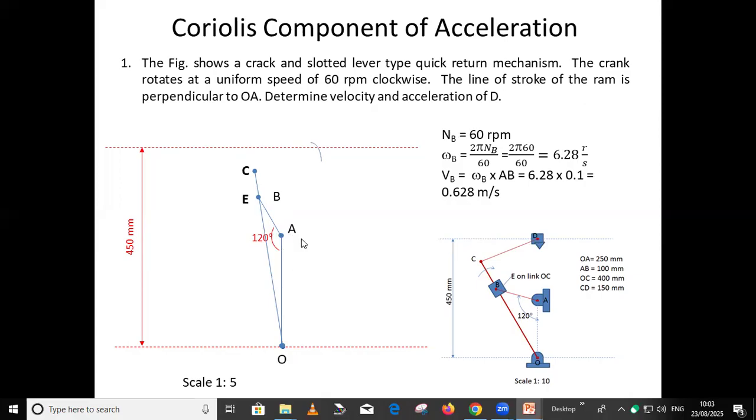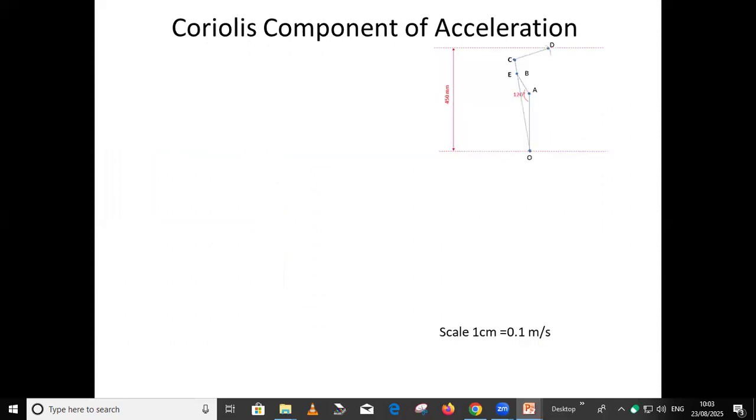Then we will mark that crank AB, 100 mm means 2 centimeter, at an angle of 120 degree, and then we will cut that OC distance. So we have OC part 400 mm, that means 8 centimeter, and we have this CD part 150 mm, that is 3 centimeter. So take C as a center and cut that arc on that horizontal line. You will get the CD position of the stator.